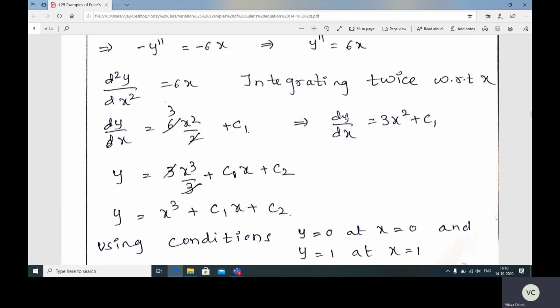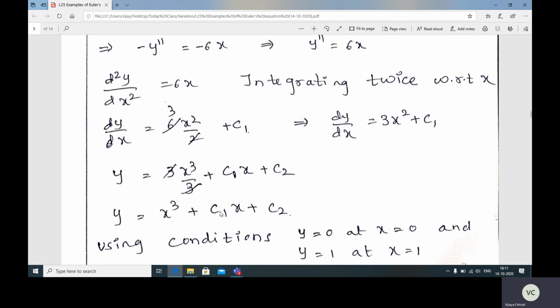Now we want y, so once again you integrate with respect to x. So y is equal to 3, as it is, times the integral of x square with respect to x. This is x cube divided by 3 because n is 2, and 2 plus 1 is 3. So x cube divided by 3. Then c1, because the integration of a constant is constant into x, so c1 x, plus we need to add the integration constant. I'll take this integration constant as c2. So y is equal to x cube plus c1 x plus c2. This will be the general solution.